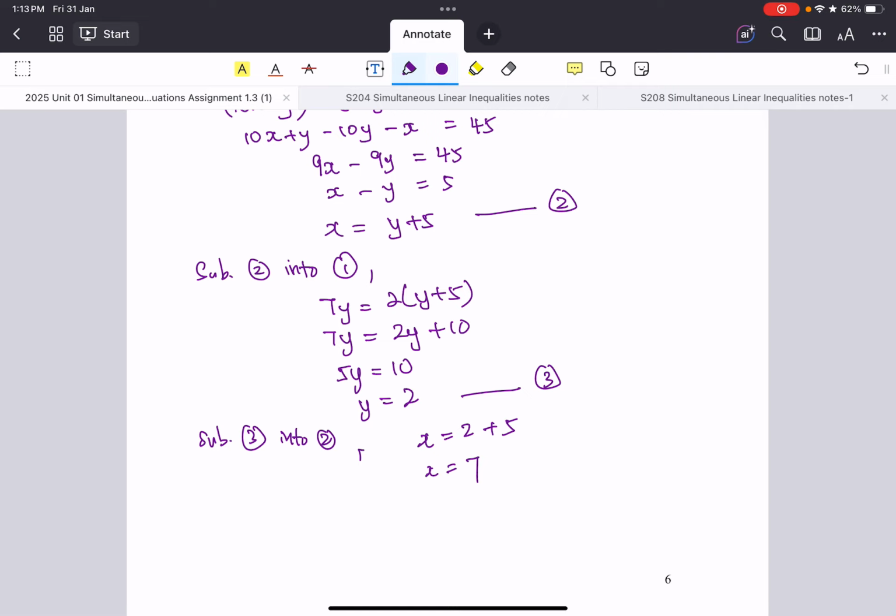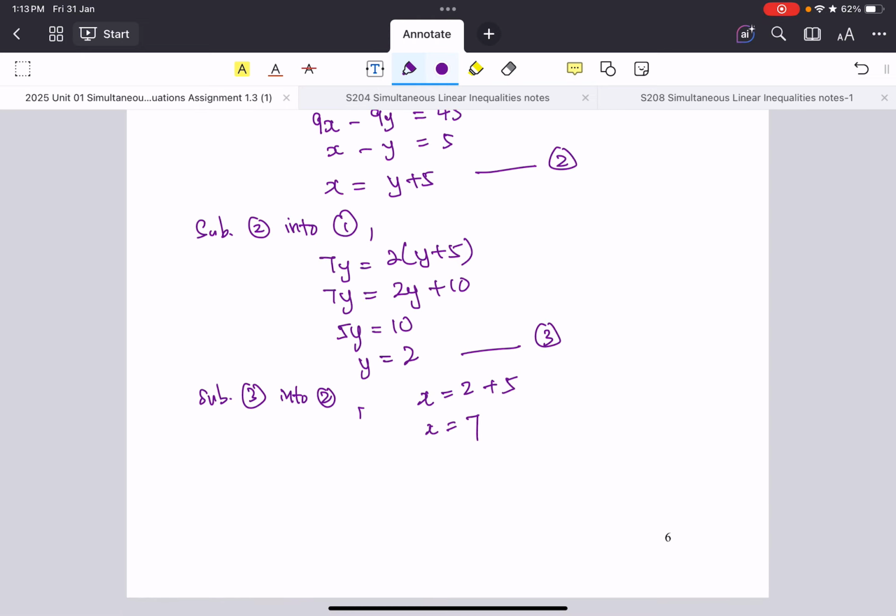So from here, what do we do? We can answer the question now, right? So what's the question again? The question says find the original number. So to find the original number, we need to find 10x plus y equals to 72. Therefore, the original number is 72. There we go.